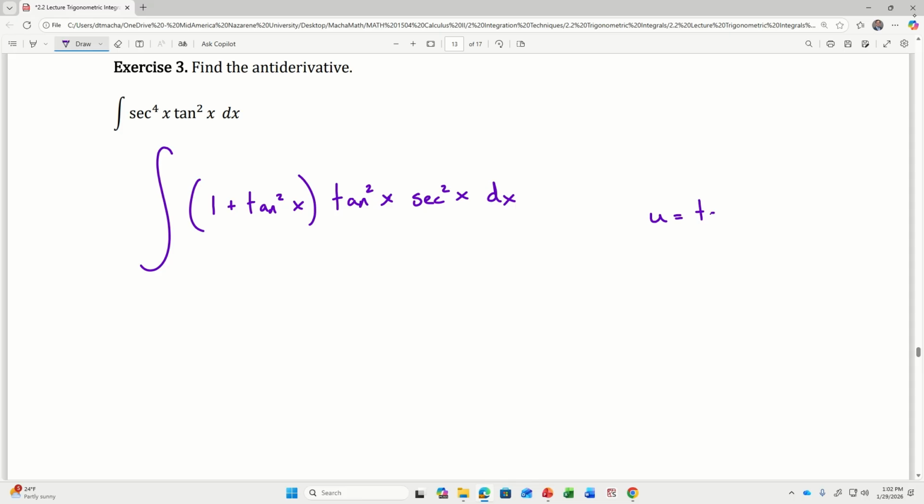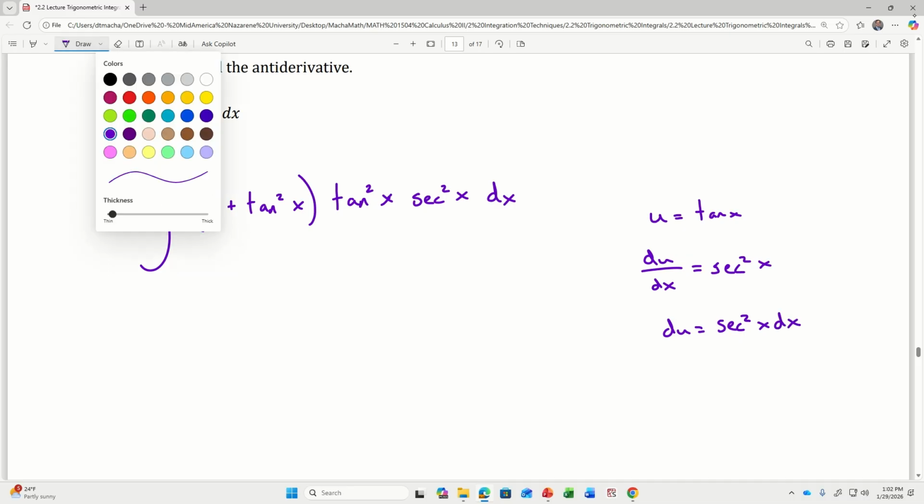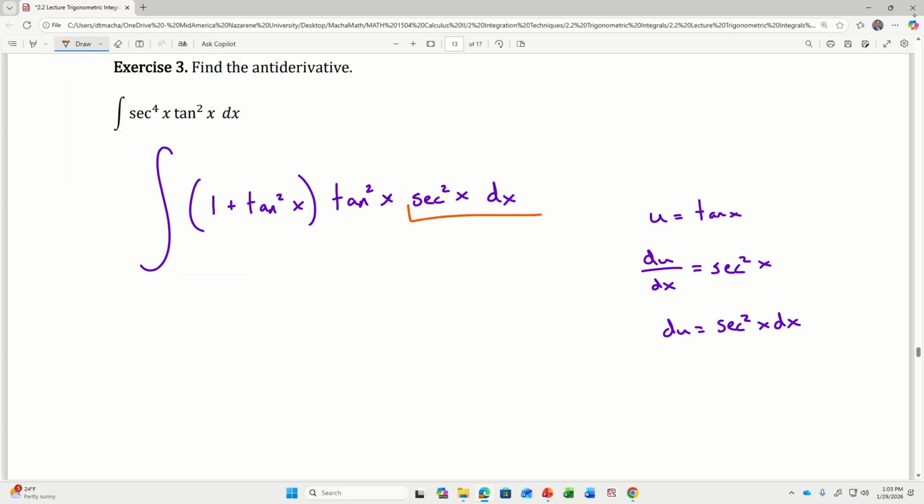Tangent. And if u is equal to tangent, the derivative of tangent is secant squared. And so I will be able to replace secant squared dx with du. And that's the whole purpose. That's why I wanted to leave behind one of those secant squareds, so that now I can write 1 plus u squared times u squared du.